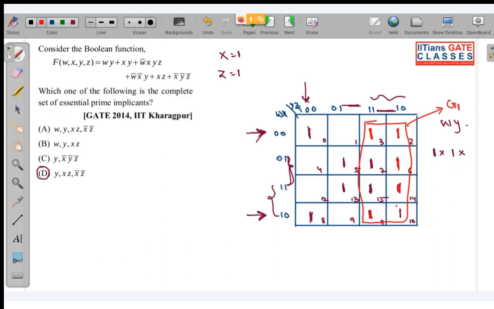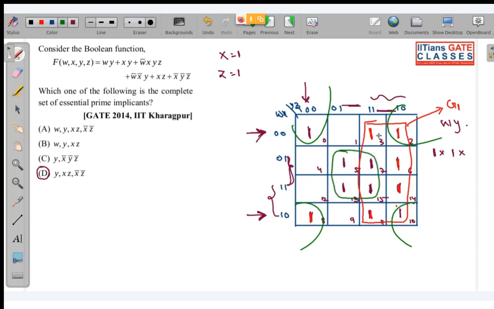So let me write it as group 1. Now next, what can you see? This one has only one option to group with this. I should be using a different color. This one will make a group of 4 like this. So due to this, all 4s are one essential prime implicant. Now check for this 2, 1. This has only one option, and even this one will only group with this.